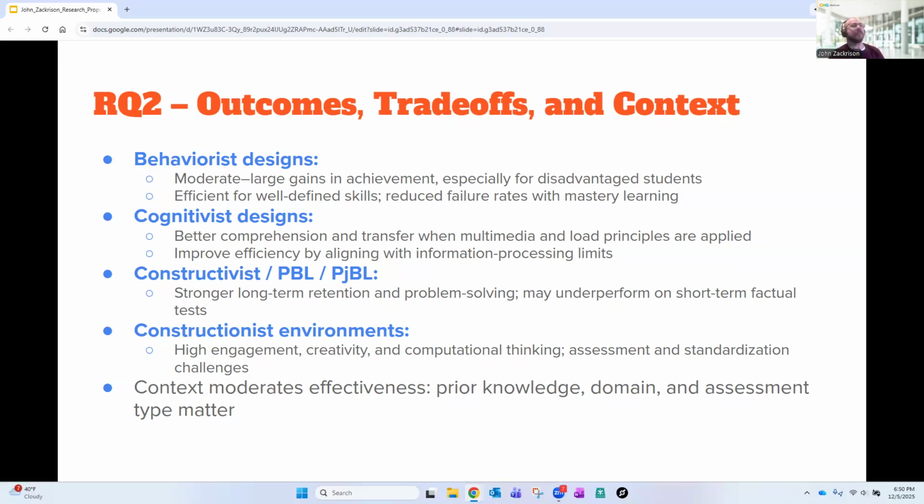Across all these, the point here is to say that context matters. Learner prior knowledge, subject domain, project duration, and assessment type all moderate the observed outcomes.